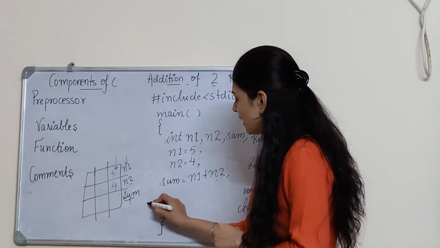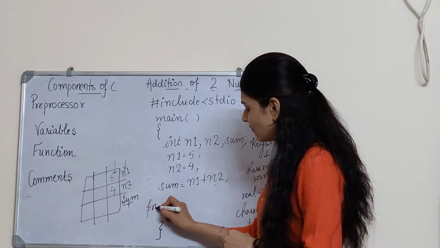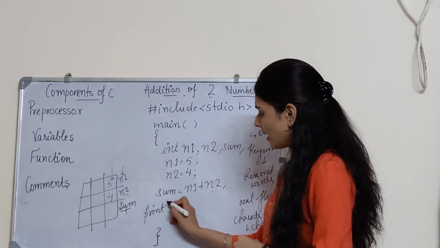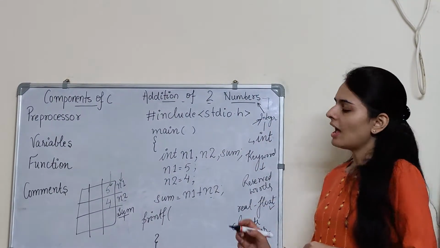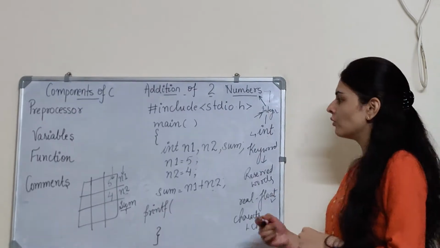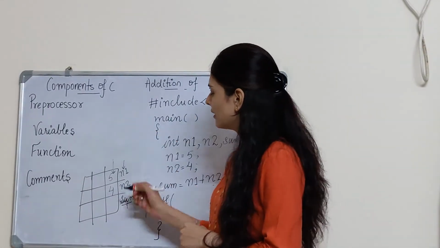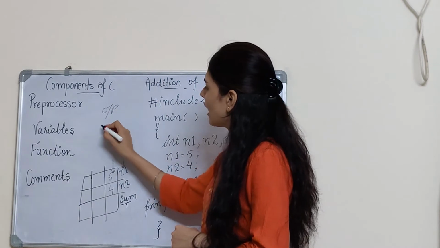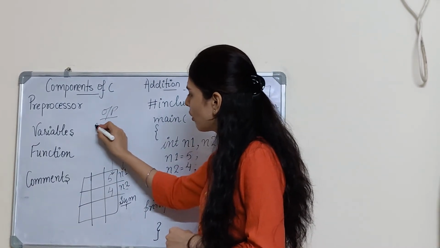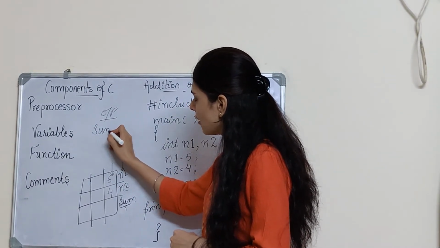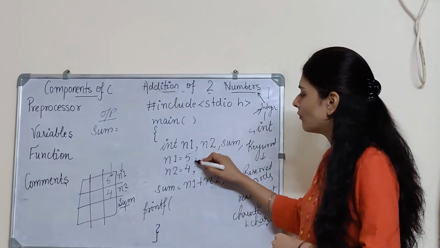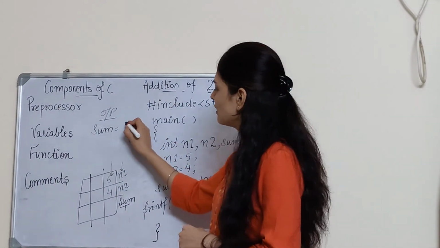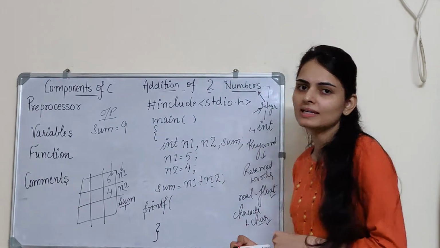So for displaying, we have seen the function that we have is printf, right? And in what form do we want the sum to be printed? Suppose this is the output, and in what form do I want that output? I want "sum equals to" and the value of their addition. The value is 9, so I want this output to be displayed.